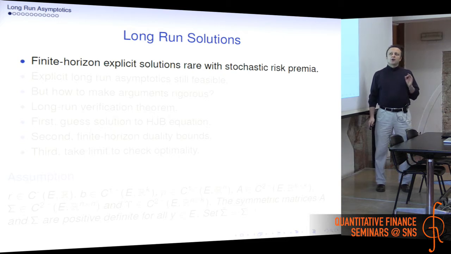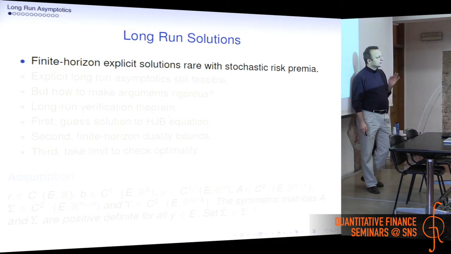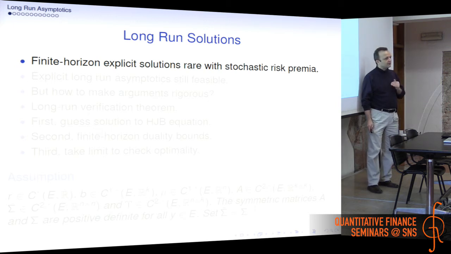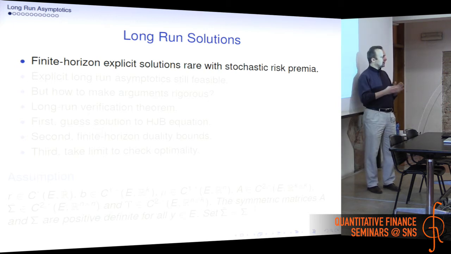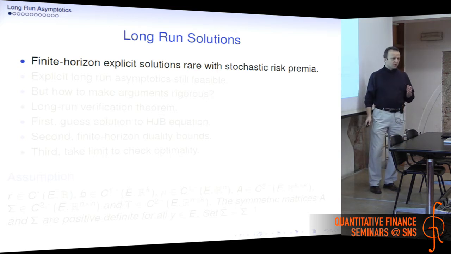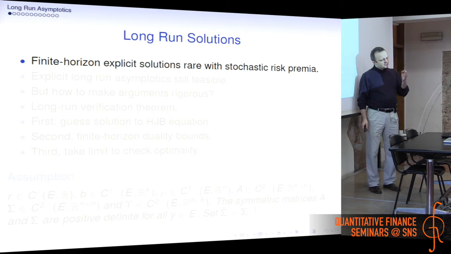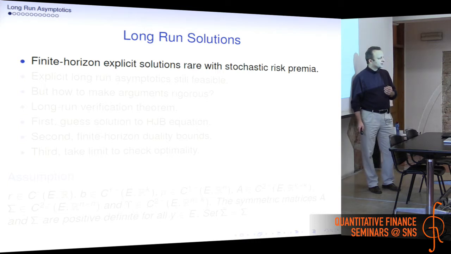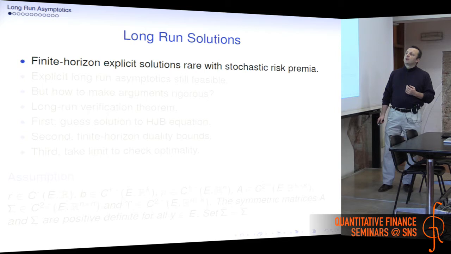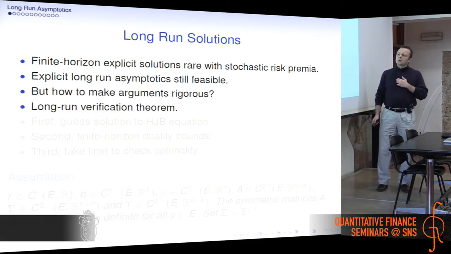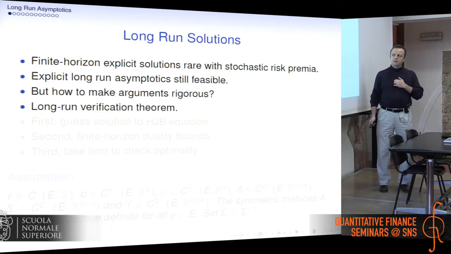First of all, it should be clear that the reason why we want a long-run solution rather than a finite horizon solution is that, generally speaking, they are much cleaner. You do not have some crazy dependence on the horizon, which muddles the formula. You have much simpler expressions, which are also easier to interpret, as I showed you in the previous example with stochastic risk premium. So we're going to look at a long-run verification theorem.